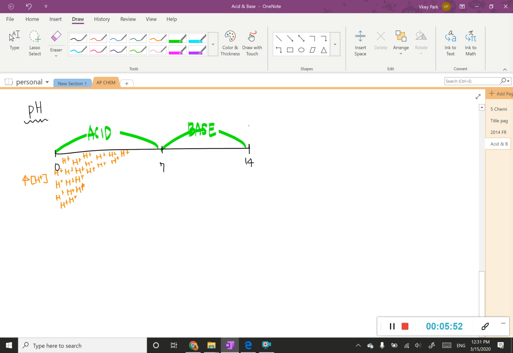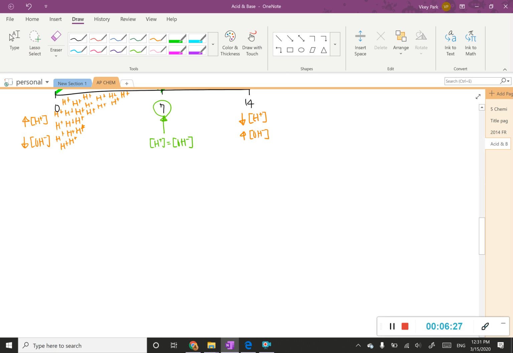Now the opposite is true. On this side you have very low concentrations of H pluses, but very high concentrations of OH minuses, which are hydroxides. And on the 0 side, you have very low concentrations of hydroxides. At 7, the neutral point, you have the same concentration of H pluses as OH minuses. Easy peasy? This is why water is neutral, because it has one of each.